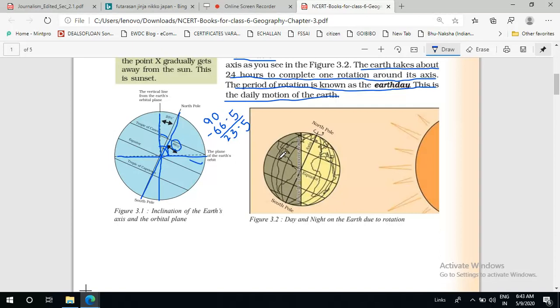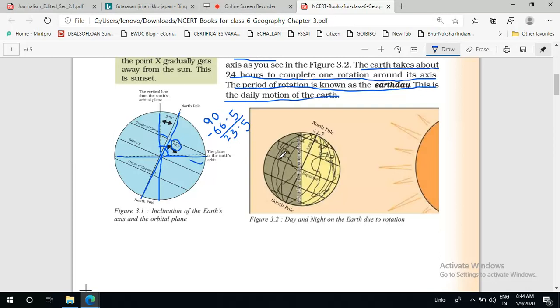Because of rotation we have some fixed duration of daytime, and some fixed duration of nighttime. Okay, and if the earth stops rotation, then there will be no daytime or nighttime. The part which is experiencing daytime will always experience daytime. The part which is experiencing nighttime will always experience nighttime. So this is the effect of rotation, that we are having day and night in every 24 hours.